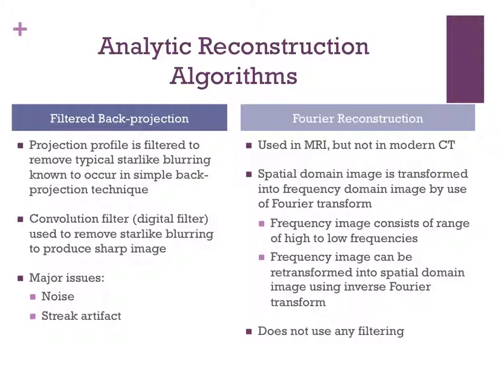Fourier reconstruction is used in MRI, but not in modern CT. The spatial domain image is transformed into the frequency domain image by the use of the Fourier transform. The frequency image consists of a range of high to low frequencies, and the frequency image can be retransformed into the spatial domain using the inverse Fourier transform. The Fourier transform does not use any filtering.